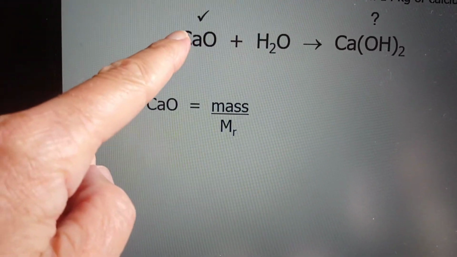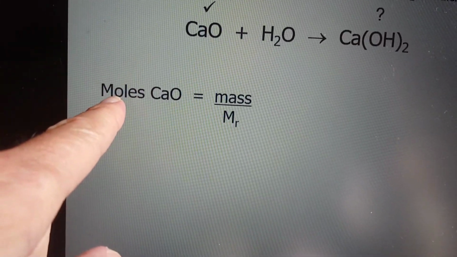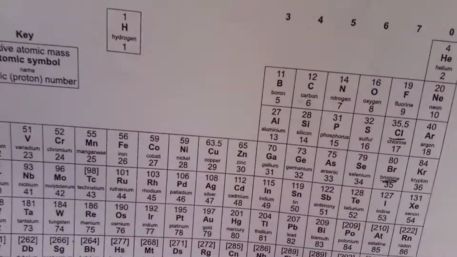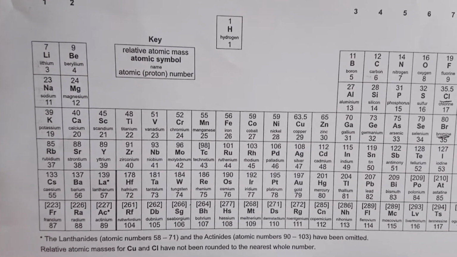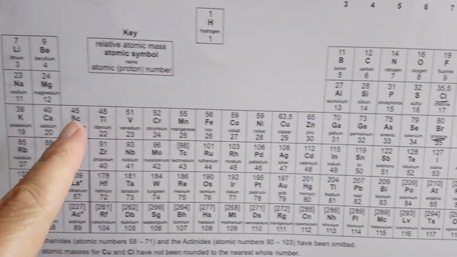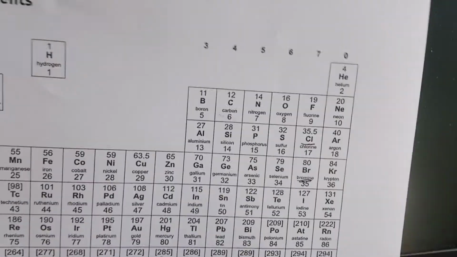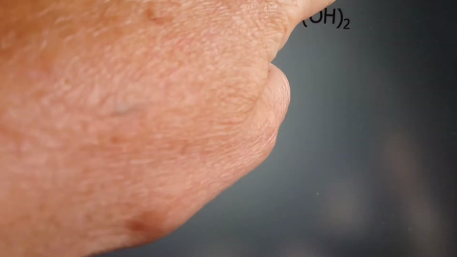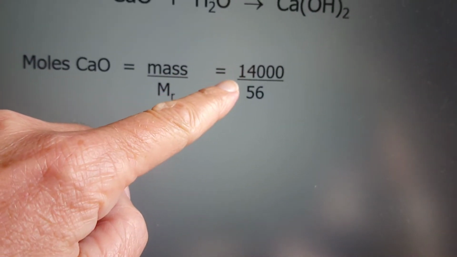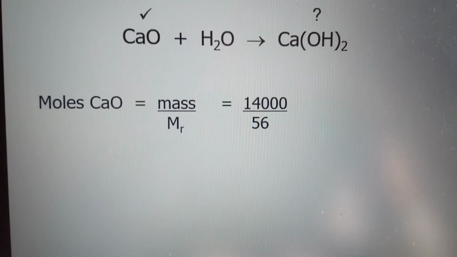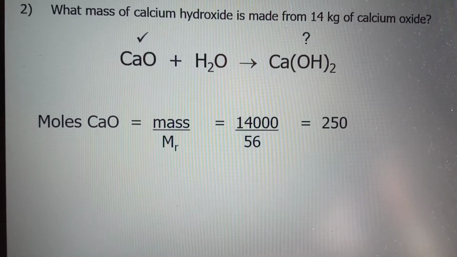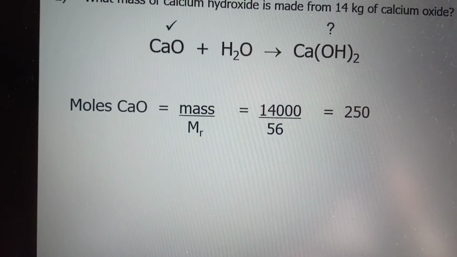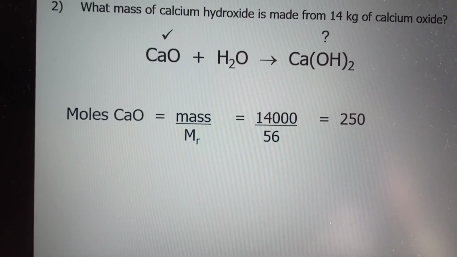So, because we know the mass, we can work out the moles of calcium oxide. The Mr, using our periodic table, we're going to find our formula mass. Calcium here is 40, plus oxygen here is 16, so that's going to be 56. We've converted our kilograms into grams. So we've got 14,000 grams divided by 56, which will give us 250 moles. So a lot of moles, but it was a very big mass of calcium oxide.